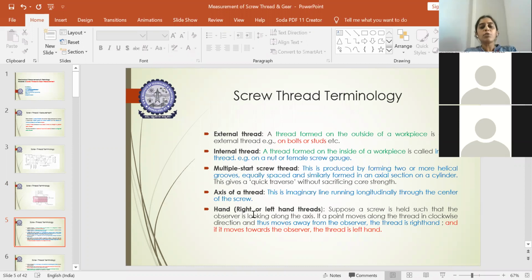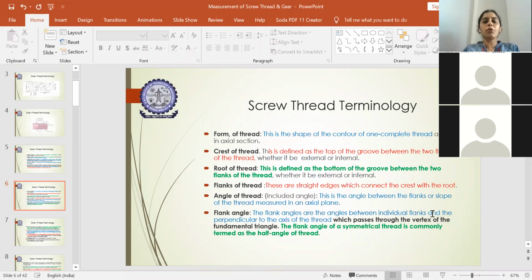So after knowing this, you should know how to identify the thread as a right hand thread or a left hand thread. It mainly depends upon whether you're getting the thread in clockwise direction or anti-clockwise. If the thread is moving away from the observer, then what you achieve is the right hand thread. If the thread is being formed towards the observer, then it is moving in the anti-clockwise direction, so you will be getting a left hand thread. So by looking at the thread operation, you can identify whether it is a left hand thread or a right hand thread.